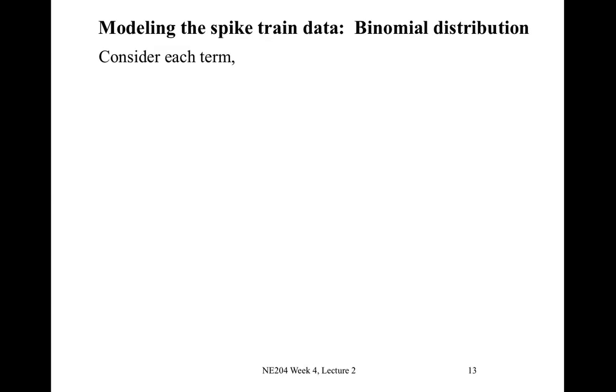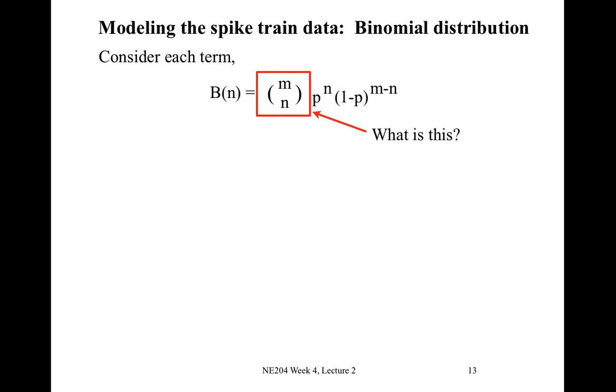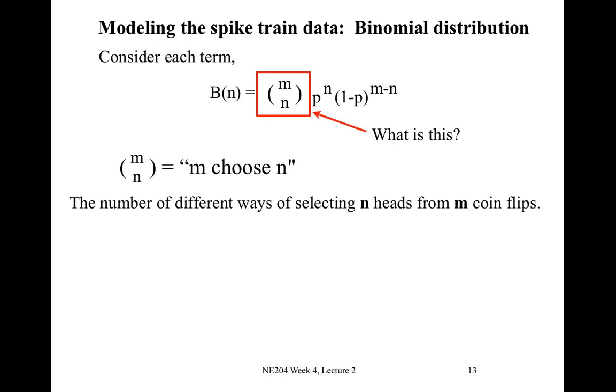So we've defined the binomial distribution, and let's consider now each individual term. So here's the binomial distribution, and we've highlighted here in red the first term, and let's try to figure out what this term represents. Well, what this represents in words, this bracket m in the top, and then n in the bottom, is m choose n, and that's how we say it in words. And what it indicates is the number of different ways of selecting n heads from m coin flips.